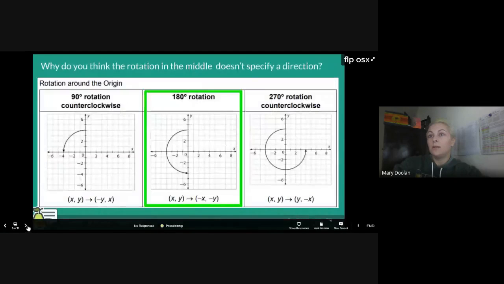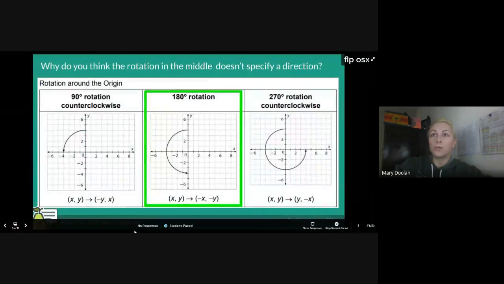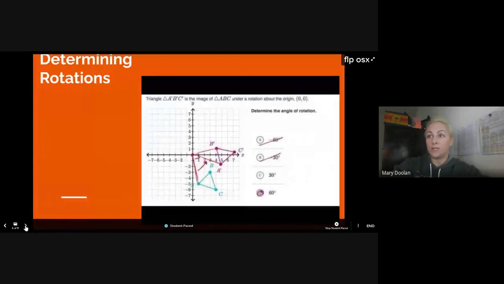Okay. All right, so you're going to have some time now to go through these slides in student-paced mode, and I'm going to explain to you what you're going to do as well. So why do you think the rotation in the middle doesn't specify a direction? This is something where you'll type your response. If I think your response makes sense, I'm going to go through and give you a star. If you don't get a star, probably because you haven't got it correct yet, and that's going to free me up to give more feedback to you guys. When it's correct, I'm going to give you a star as feedback, and if you don't have that yet, maybe you need to go back and check it.